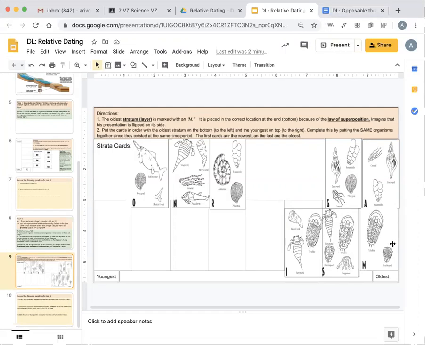So you want to continue that logic to identify. I already gave you one. This is not an index fossil, whereas this one is. Continue that logic to continue to identify things that are organisms that cannot be index fossils and fossils that are index fossils.